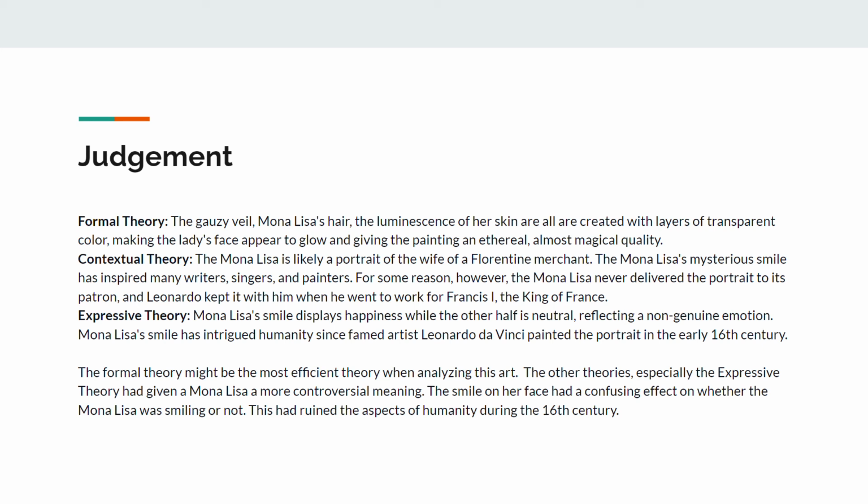Expressive theory, the Mona Lisa's smile displays happiness, while the other half is neutral. Now, this actually does reflect a non-genuine emotion. So the balance here, half of her face is happy, and the other half of her face is neutral. That's an example of what balance is, really. The Mona Lisa's smile has intrigued humanity since famed artist Leonardo da Vinci painted the portrait in the early 16th century. The theory that I would say is the most efficient is the formal theory.